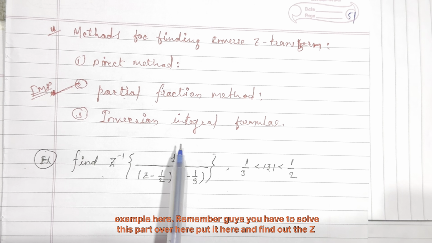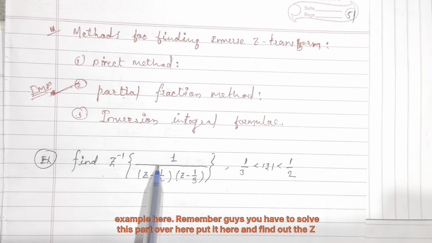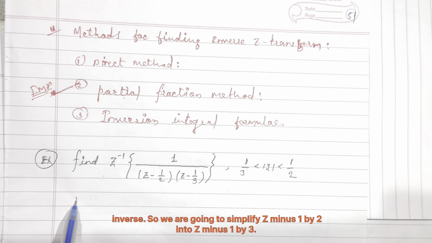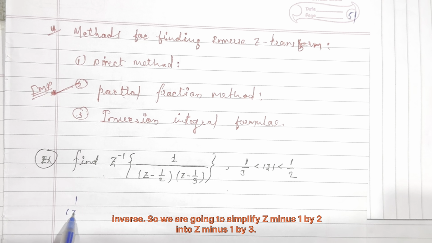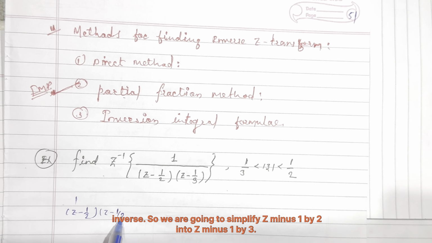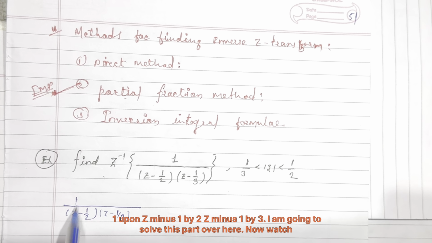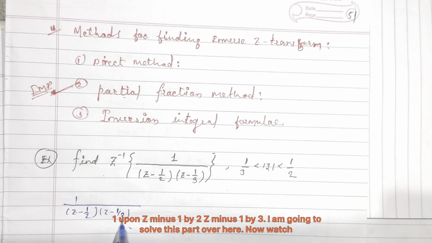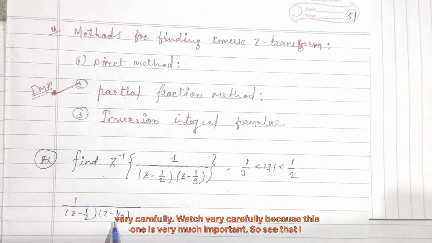Let's solve this example. Remember, you have to solve this part, put it here and find the Z inverse. So I'm going to simplify 1 upon (z minus 1 by 2) into (z minus 1 by 3). Now watch very carefully, because this one is very important.